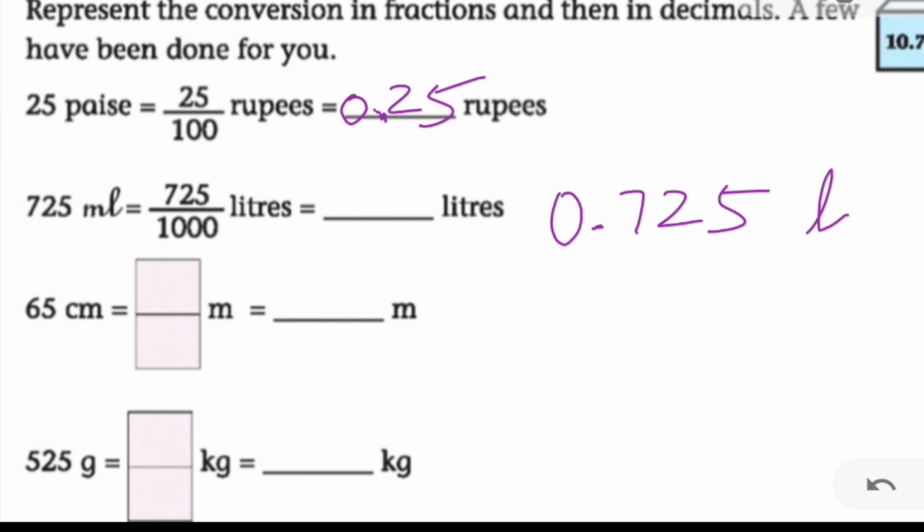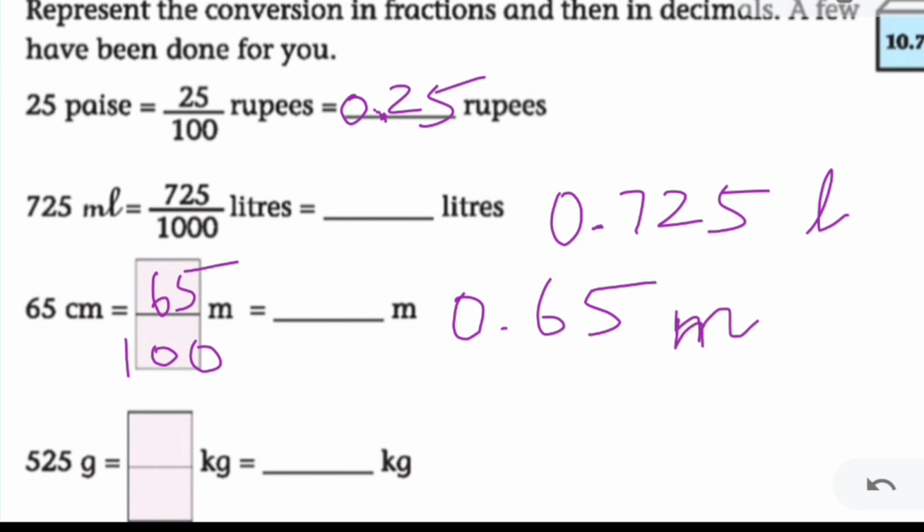So what is the answer? 0.725 liters. And next, what is the connection between centimeter and meter? 1 meter equals how many centimeters? Yes, 1 meter equals 100 centimeters. So 65 by 100. How do you write the number? First write the 65 and the denominator is 100, so 2 zeros, 1, 2. Then put the point and 0. So 65 centimeter equals 0.65 meter.